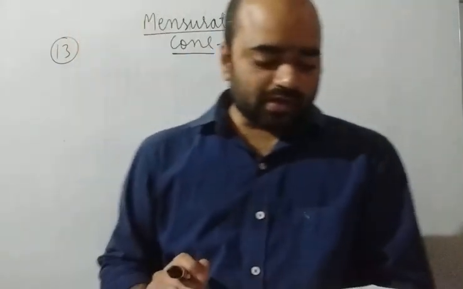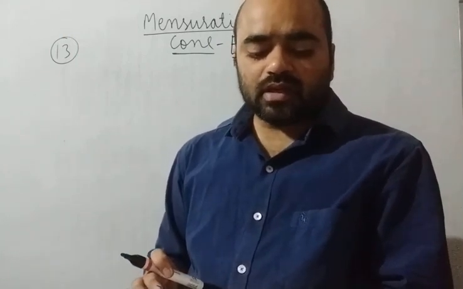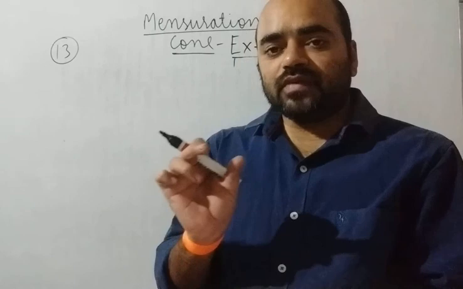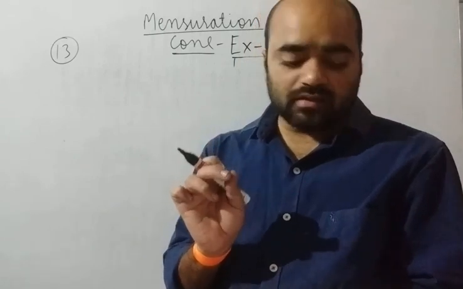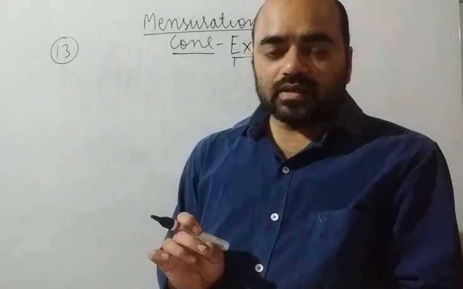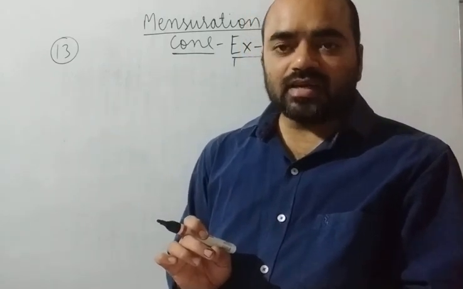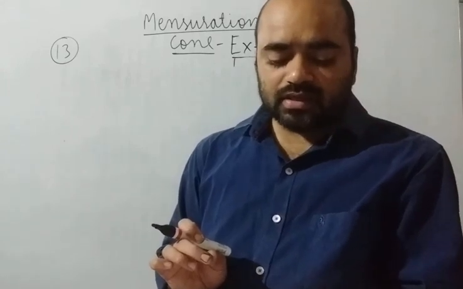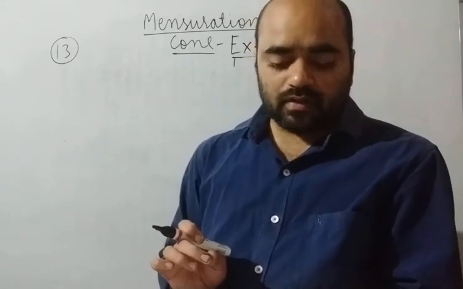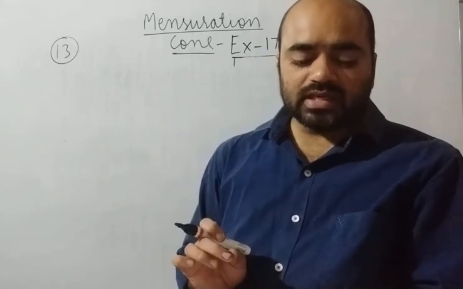Next question, very good question. Find what length of canvas 2 meter in width. It means the width or breadth of the canvas is given, 2 meter, is required to make a conical tent 20 meter in diameter and 42 meter in slant height, allowing 10% for folds and stitching. Also find the cost of the canvas at the rate of rupees 80 per meter.